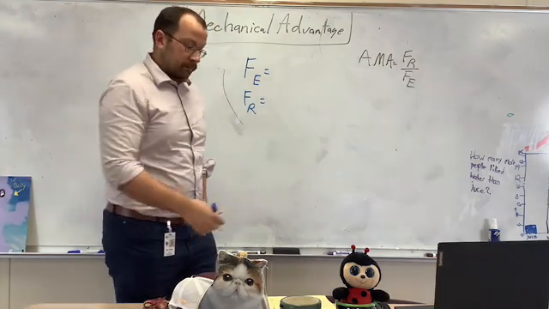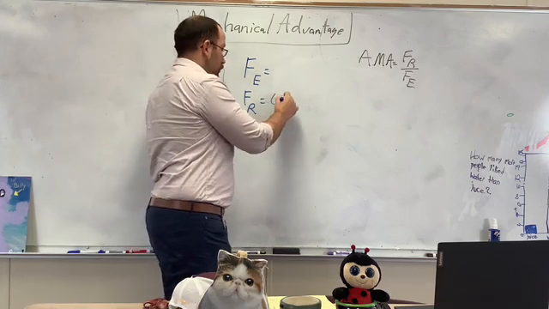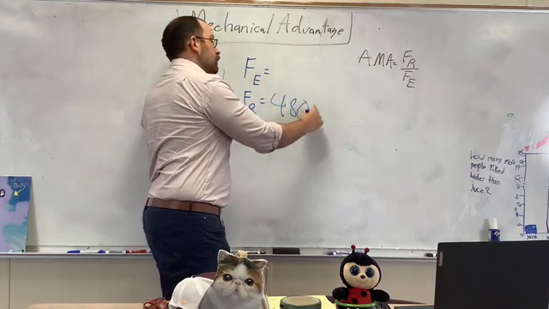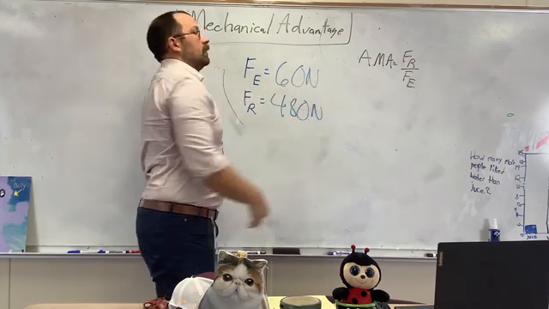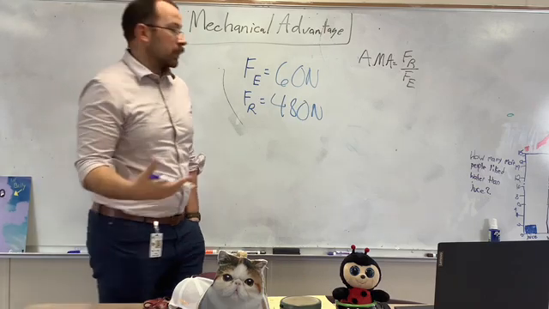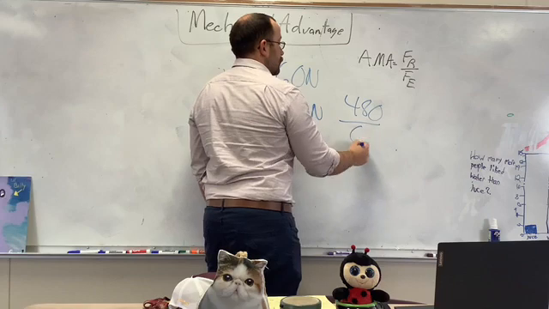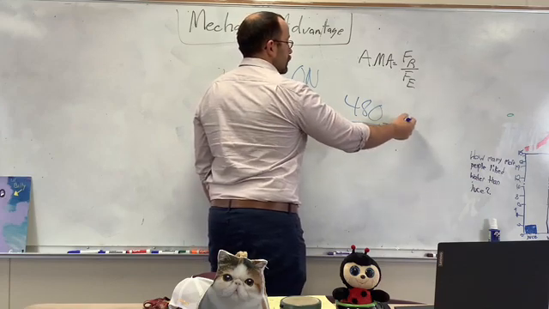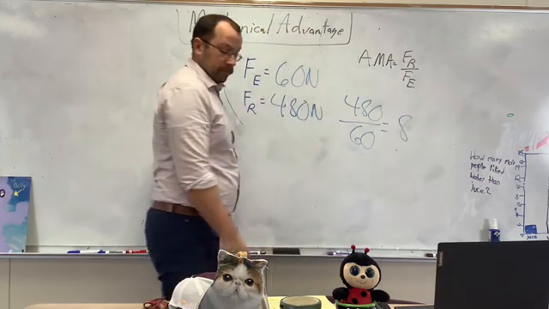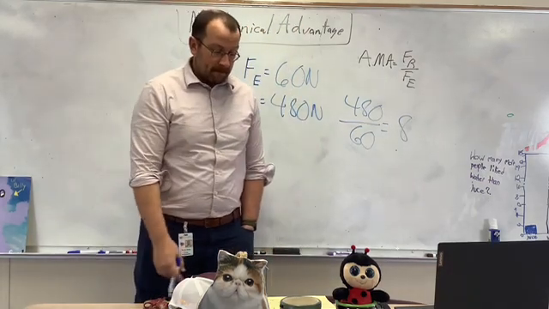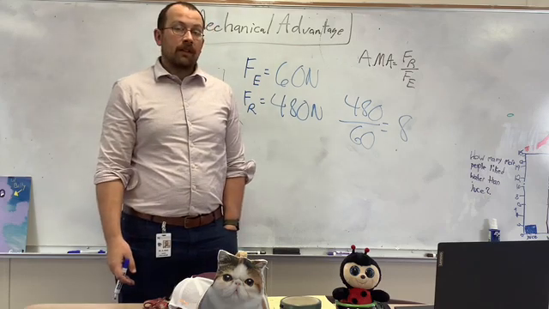Another example. Let's say our resistance force is 480 newtons, and our effort force is 60 newtons. All we have to do is plug this into the formula. 480 divided by 60 gives us 8. And that is how you find the mechanical advantage.